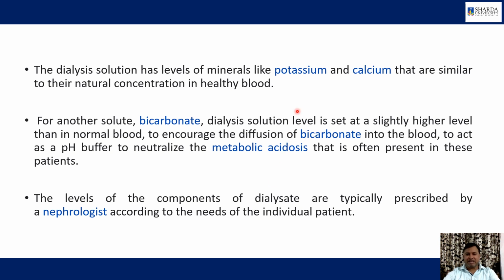Dialysis solution has high levels of minerals like potassium and calcium that are similar to their natural concentration in healthy blood. For another solute, the bicarbonate level in the dialysis solution is set at a slightly higher level than in the blood to encourage the diffusion of bicarbonate into the blood to act as a pH buffer to neutralize the metabolic acid that is often present in these patients. The levels of the components of the dialysate are typically prescribed by the nephrologist according to the needs of the individual patient.